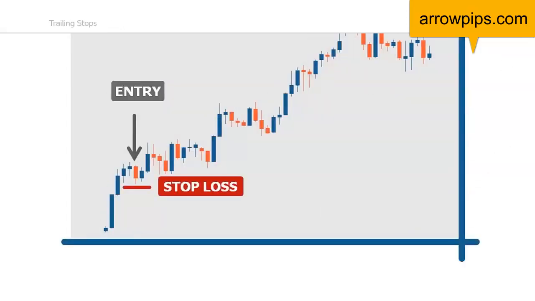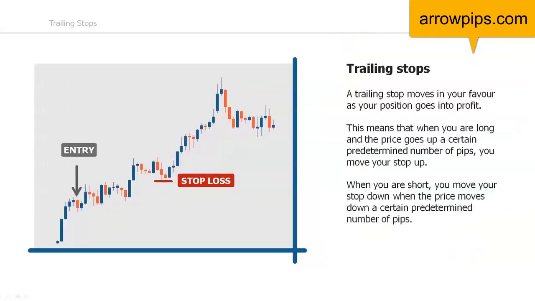Trailing stops are stop losses that move in your favor when a trade goes into profit. This means that when you are long and the price goes up a certain number of pips, you move your stop up. When you are short, you move your stop down when the price moves down a certain number of pips. The advantage of a trailing stop is that the risk on the trade starts being reduced immediately. And once the trade goes into profit, the trailing stop will then lock in any profit.